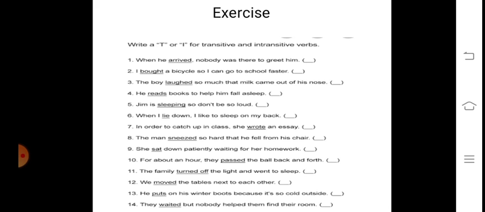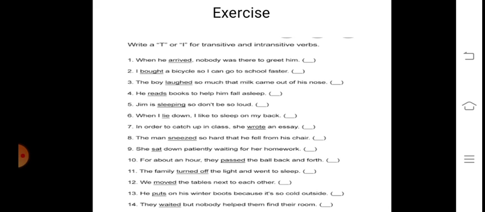The boy laughed so much that milk came out of his nose. The boy laughed. So no object is there. So this is intransitive as there is no need of any object to complete the meaning. See the fourth one. He reads books to help him fall asleep. He reads what? Books. So reads is a transitive verb having the object books.